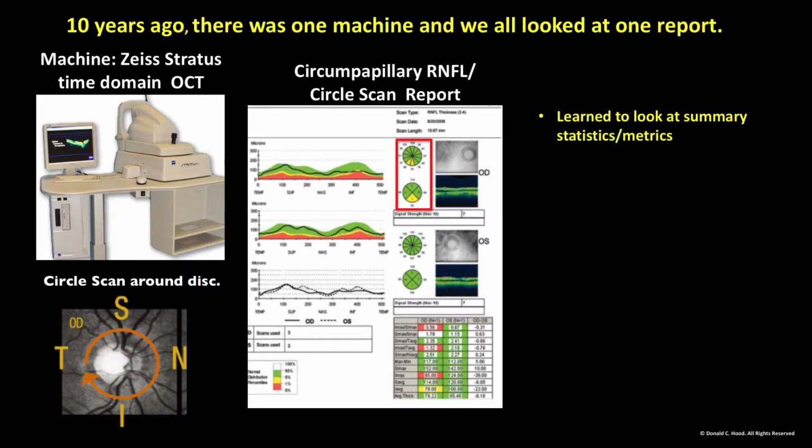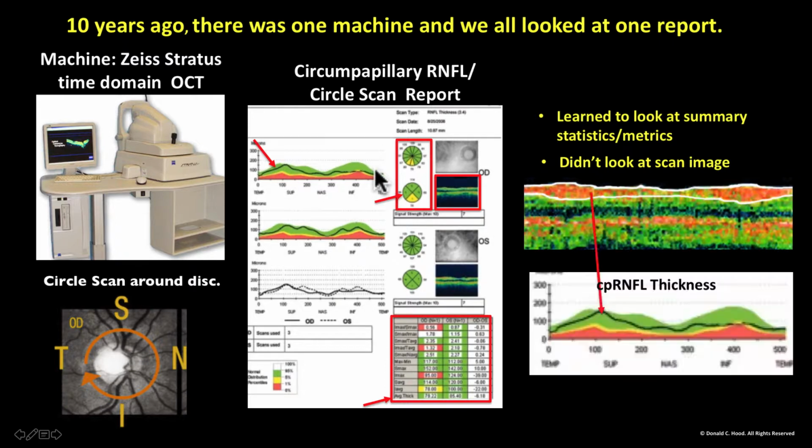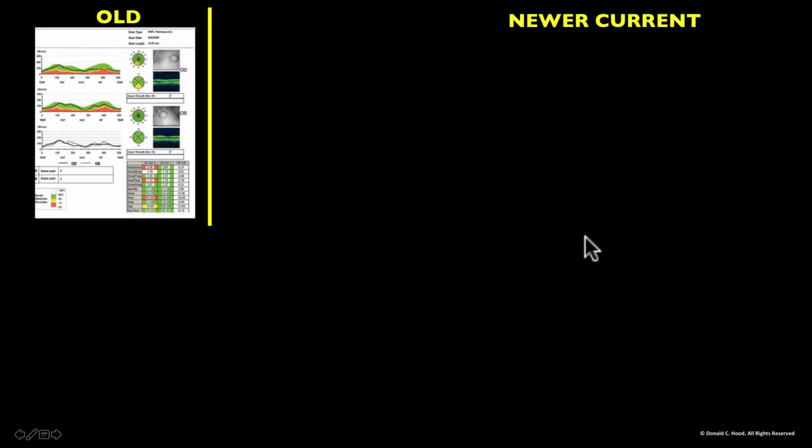That is, we looked at these pie charts, which was the thickness by clock hour, or retinal nerve fiber thickness by quadrant, which is even more popular. We looked at the average thickness here. We didn't look at the scan. Who would want to look at the scan anyway? Resolution is so terrible. Right? We didn't look at that. Many of us did look at the actual thickness, right? That's based upon that.